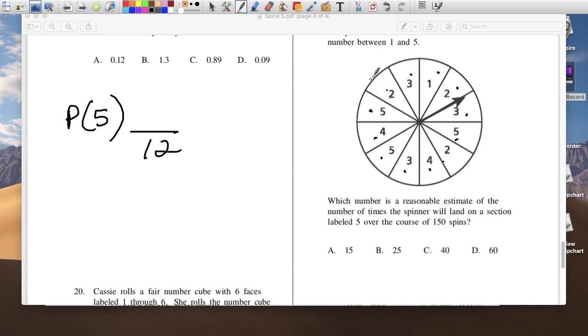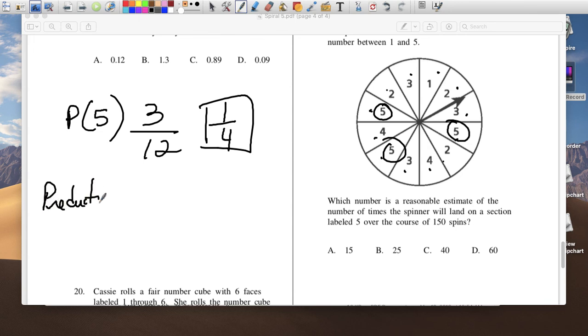Probability of landing on 5. How many 5s are there? There's 1, 2, 3. Probability of landing on 5 is 3 over 12. And if you simplify that, you get 1/4. So there's a 1/4 chance that if you spin this, it lands on 5. Good. Now, for our prediction, we're going to take that probability, 1/4, and multiply it by how many? 150. So if you were to spin that 150 times, how many times would it land on 5?